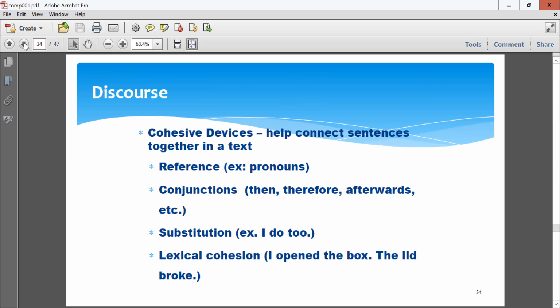In conjunctions, things like then, therefore, afterwards, because, since, indicate some relation between the previous statement and the following statement, whether spoken or written. So that's important. And then making sure that our language is cohesive. In other words, it flows correctly.